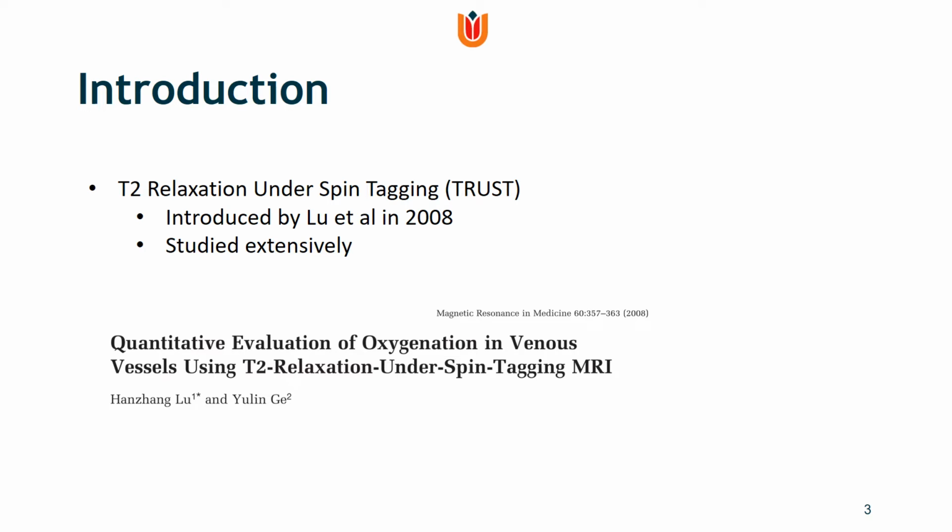One way to estimate Yv is by measuring the T2 of blood, and a technique that allows us to do so is called T2 relaxation-under-spin-tagging, or TRUST, which was introduced by Liu et al. in 2008 and since then studied extensively.